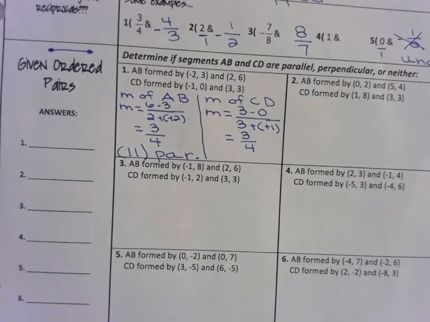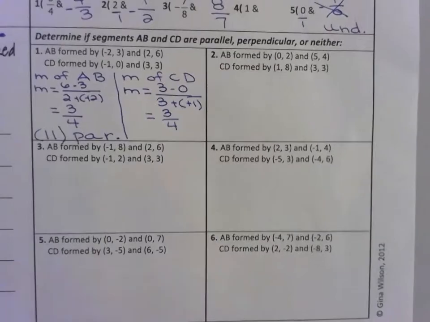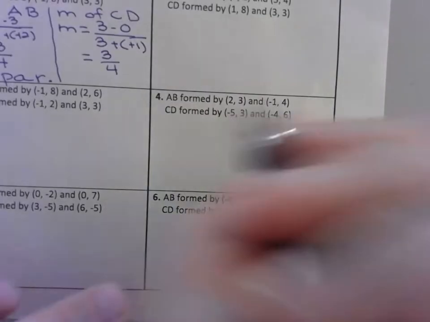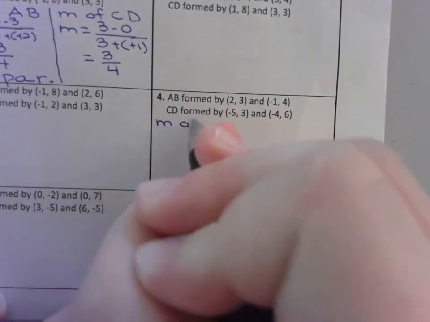Okay, let's look at another example. Let's look at 4 real quick. So for 4, I have AB and CD. So let's find the slope of each one. We're going to find the slope of AB.